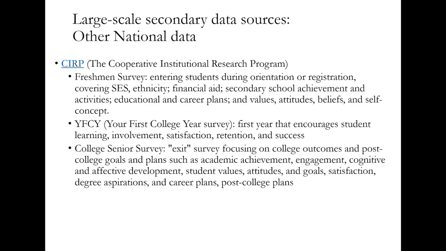There are some other national data that I also want to briefly mention here. They're being used by researchers, but not as much as some others that I have introduced earlier. The CIRP data, which is done by UCLA, covers three different surveys: a freshman survey, a first college year survey, and a college senior year survey.